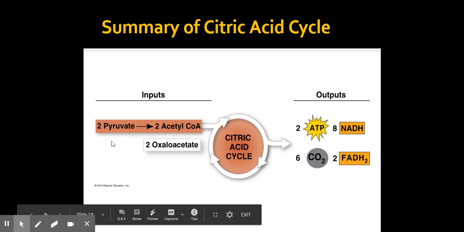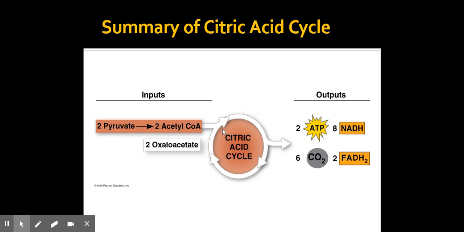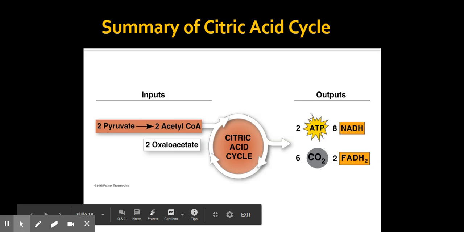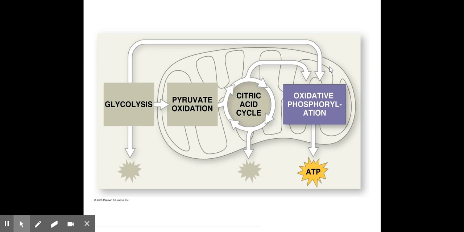2 pyruvates being fed, 2 acetyl-CoAs being produced and fed into the citric acid cycle, netting us here's all of our energy molecules, as well as carbon dioxide that is going to be produced. There's our 6 CO2, if you will.